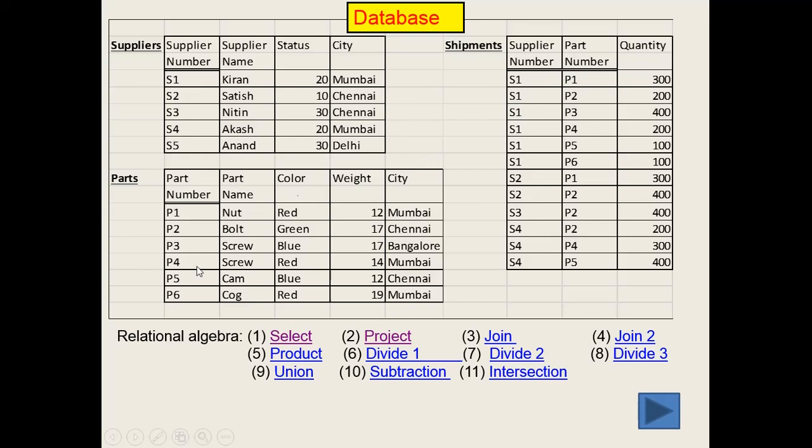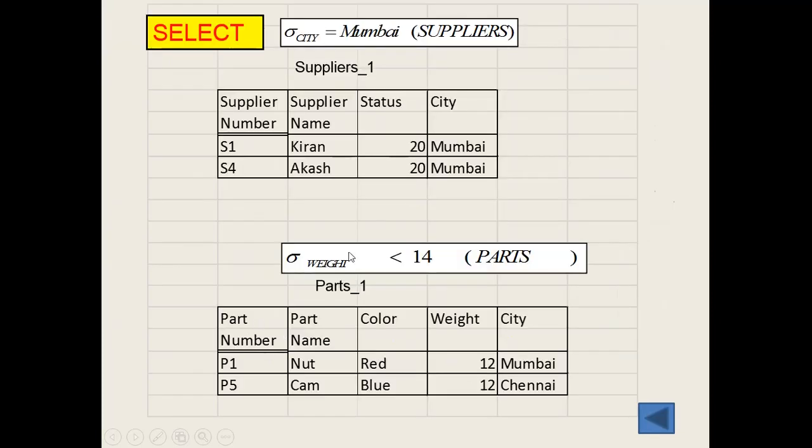Now we start with the select operator. The select operation is used to select tuples that satisfy the given predicate from a relation. If you consider the statement select city is equal to Mumbai from the supplier database, then the result is given in this particular table, suppliers 1. Similarly, consider another example. For this, the statement is select the parts having weight less than 14 kg from the parts database, and the result is shown in this parts 1 table.